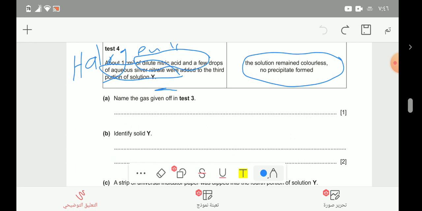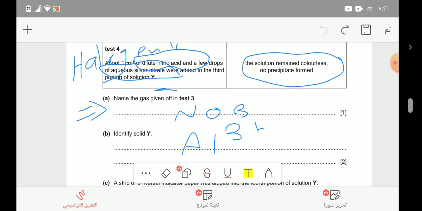Let's move to the first question. A. Name the gas given off in test 3. We said that the gas is ammonia, from the nitrate, NO3. B. Identify solid Y. We said that solid Y contains Al, the aluminum cation.